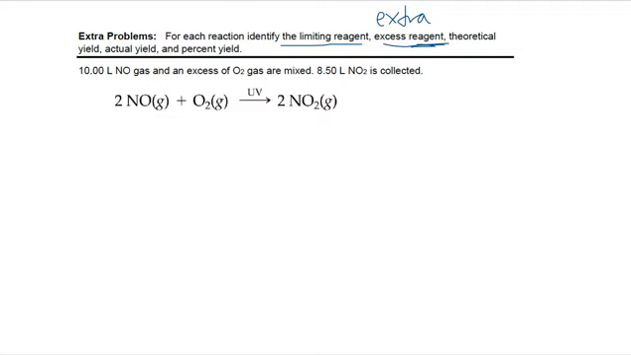So we can see in this problem that it says we have 10 liters of NO gas and an excess of oxygen gas. So that tells us that we have extra oxygen. And what that means is that when this reaction happens, we will have extra oxygen that isn't needed that will be left over. So our full product will be formed and we will have extra oxygen left over, as opposed to our limiting reagent, and that's what limits our reaction. So we would use all of it.